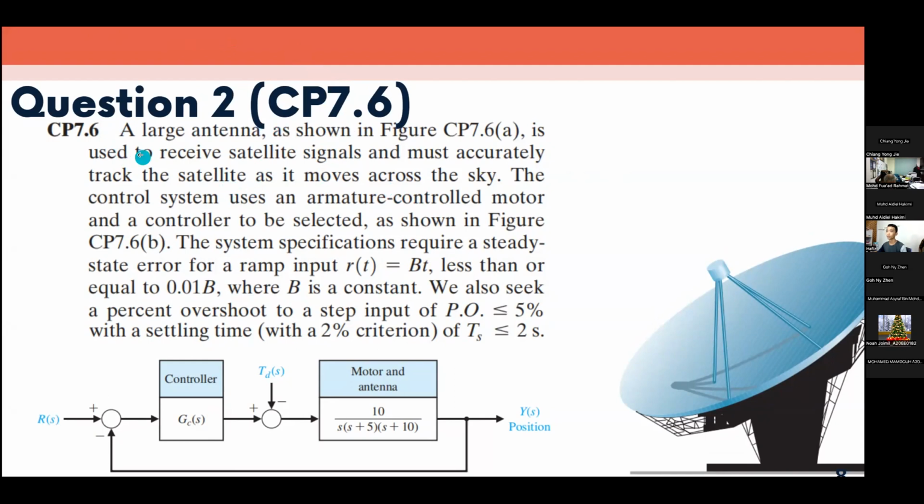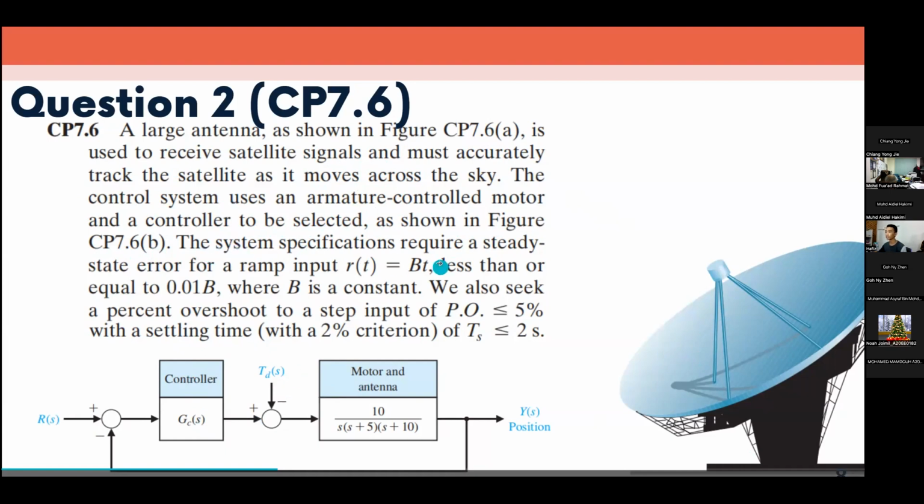Question 2. A large antenna as shown in the figure is used to receive satellite signal and must equally track the satellite as it moves across the sky. The control system uses an armature control motor and a controller to be selected as shown in figure 57.60.